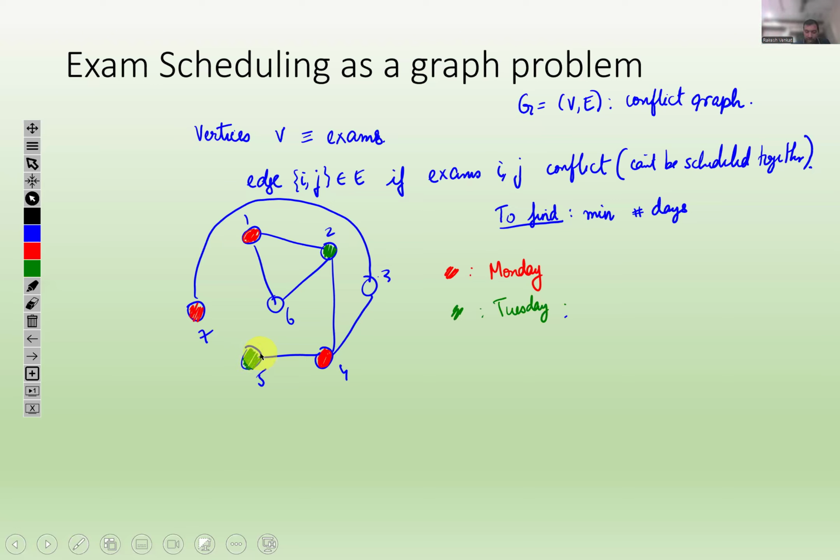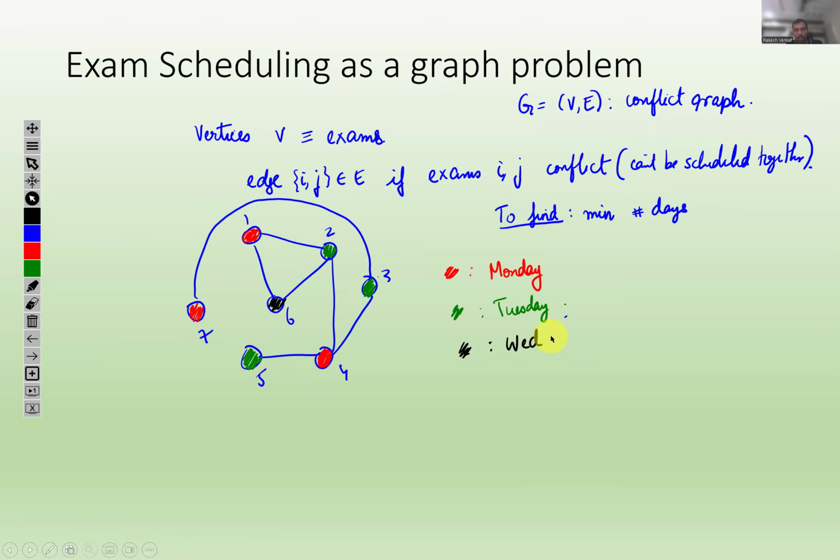Maybe exam number 5 on Tuesday. Okay. And I can also hold exam number 3 on Tuesday. And finally, 6 I have to schedule separately. So I will do it on a separate day. So 6 is a Wednesday.